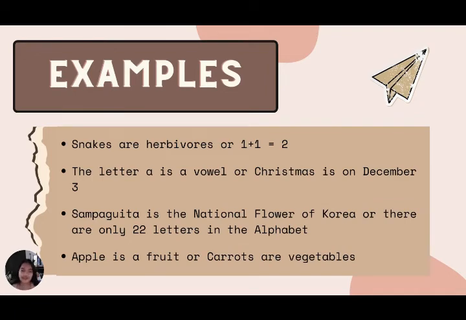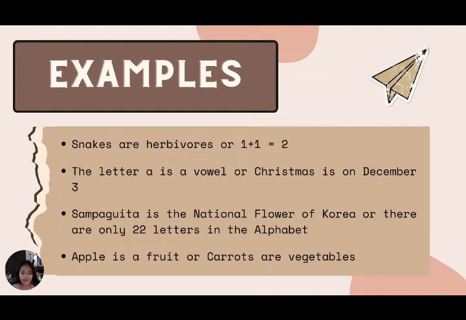Here are the examples. Snakes are herbivores or 1 plus 1 equals 2. The first statement is false while the second is true. Since one contains truth, this proposition is true. Second, the letter A is a vowel or Christmas is on December 3. The first statement is true, while the second is false. Since one contains truth, this proposition is true.